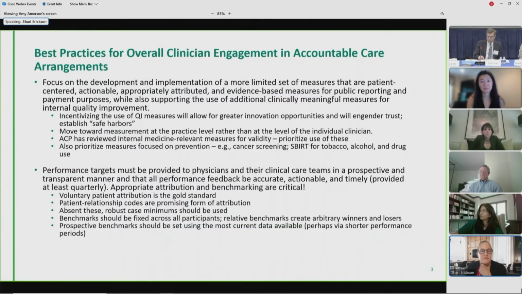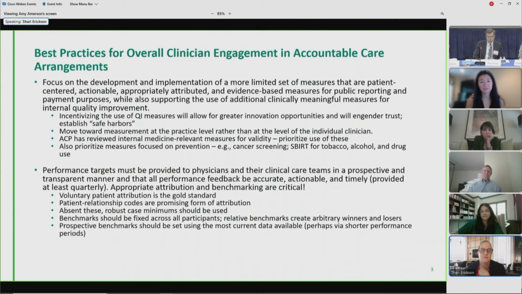So in the process of developing this model, and also in terms of the overall input that ACP provides to CMS and other payers on value-based and total cost of care models, we've identified a number of best practices from our perspective to truly help clinicians engage in these types of accountable care arrangements. And a big one, and many of the things I will say now are reflective of things that you've already heard from the other presenters.